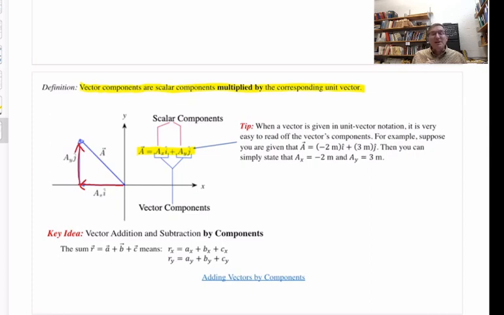So if we know Ax and Ay, then we multiply Ax by i hat and Ay by j hat, and we get full-blown vectors. Ax times i hat, right here, is called the x vector component of A. Ay times j hat is called the y vector component of A. And now those components are full-blown vectors, hence their name, vector components.